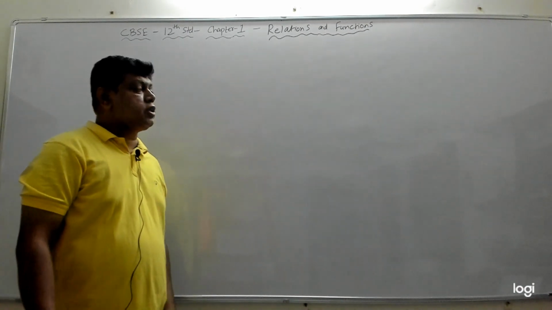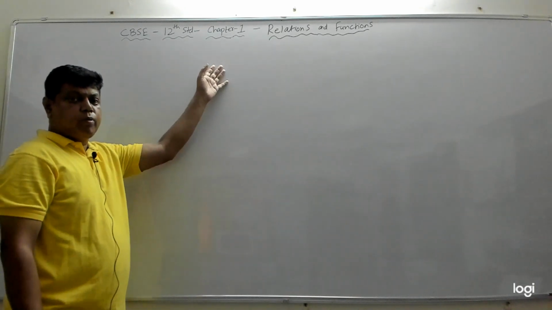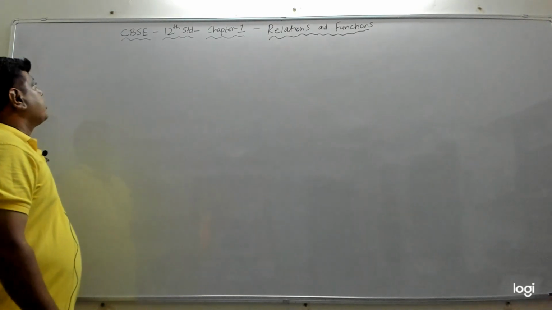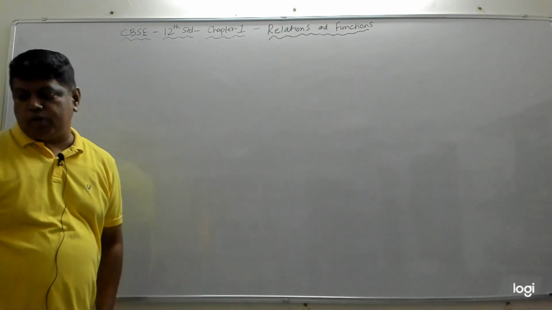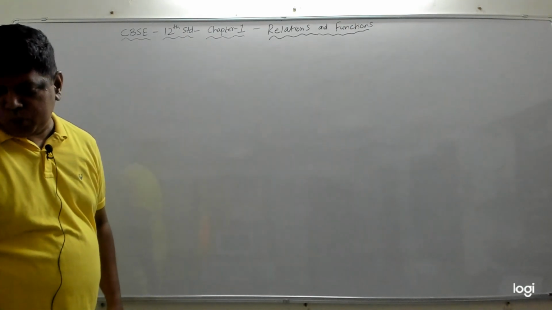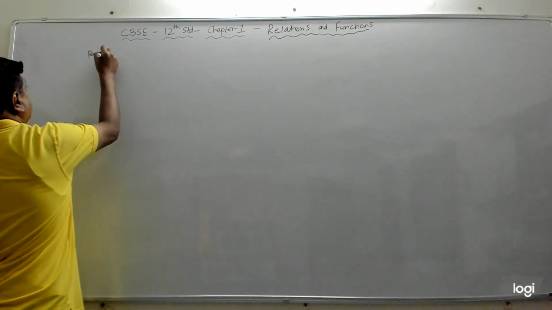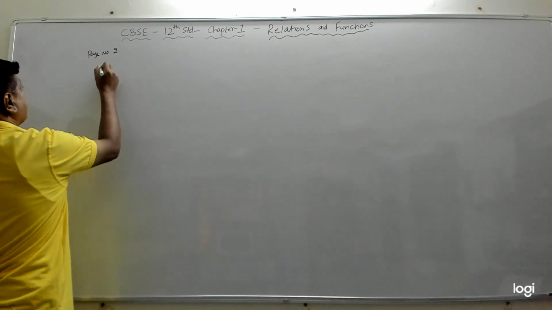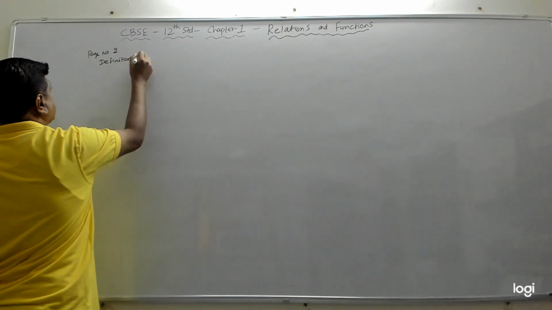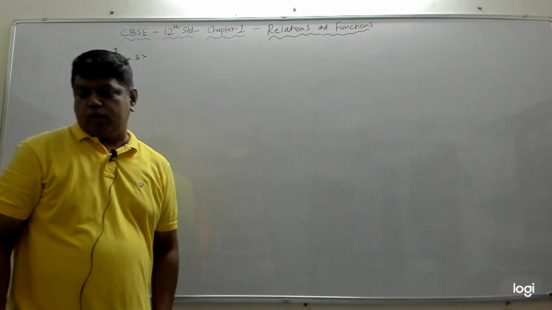In this session, we'll continue with the chapter Relations and Functions, which is chapter 1 from your 12th standard CBSE Mathematics. So we will continue with the next set of types of relations. I am at page number 2, definition 3 in your textbook. So we have some more types of relations.